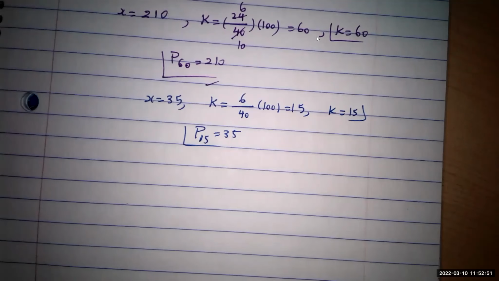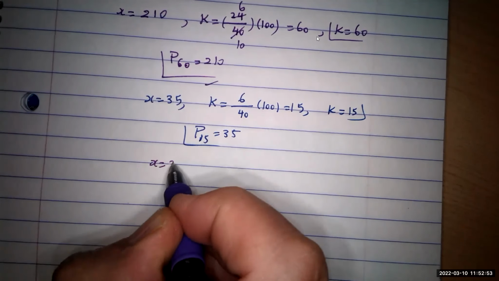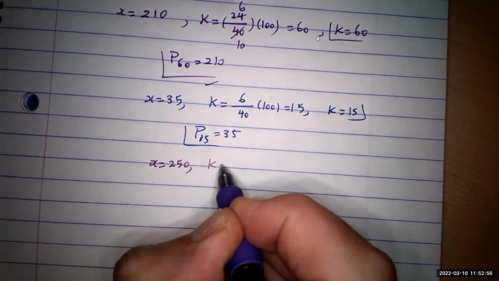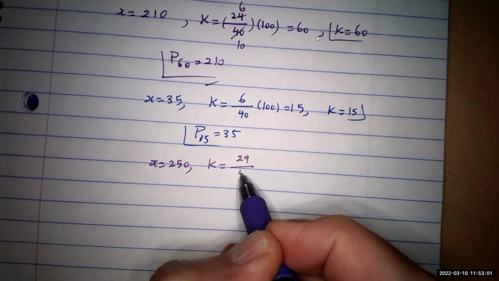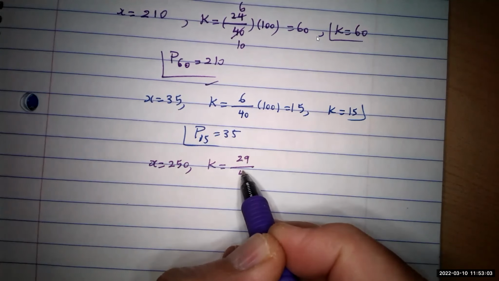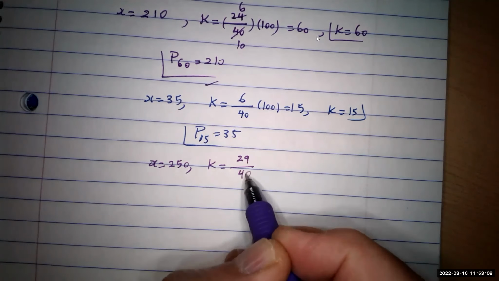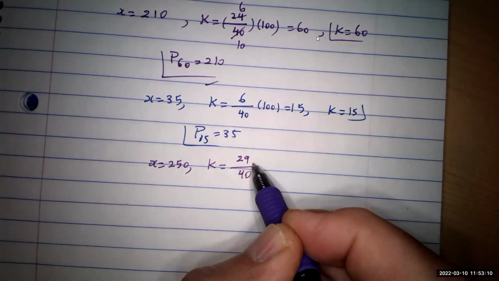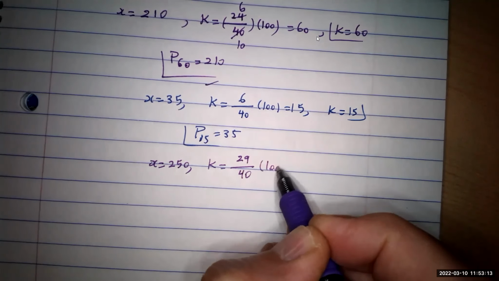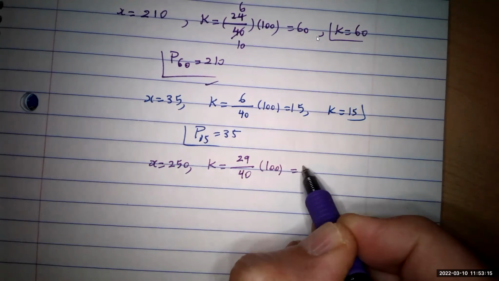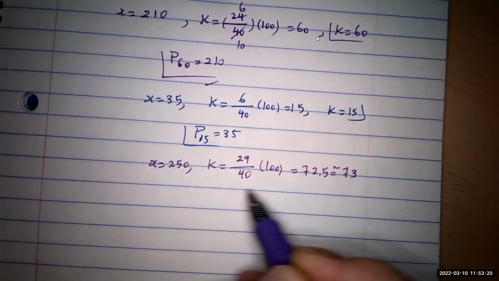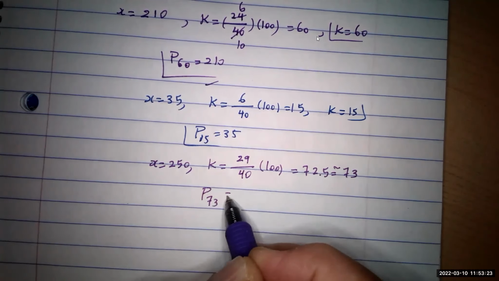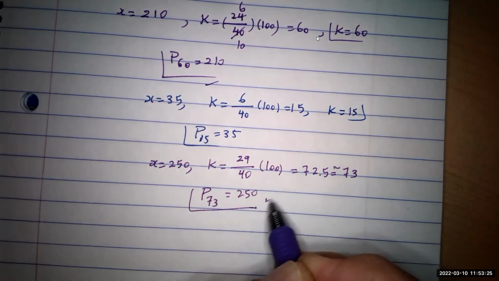And the last one that we have is 250. X equal to 250. So the K would be the number of observations less than 250, which is 29. 29 over 40, and then you multiply by 100. It's going to be almost 72.5, so you call it 73. So P of 73 is equal to 250, and then you're done.